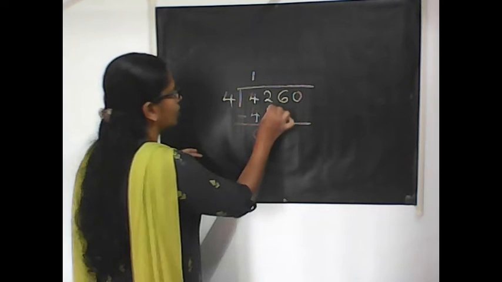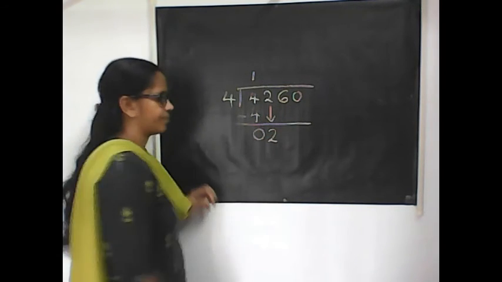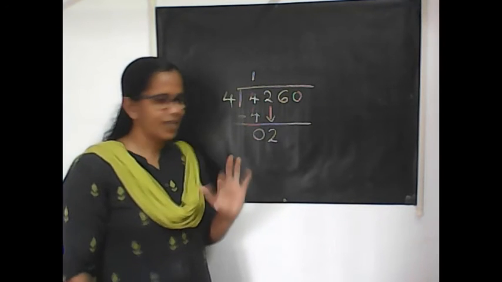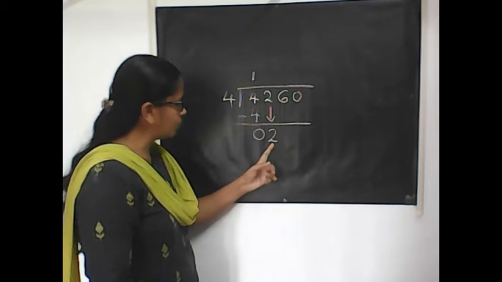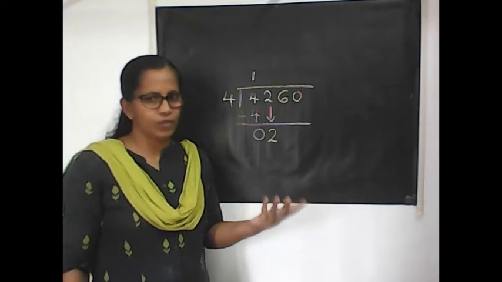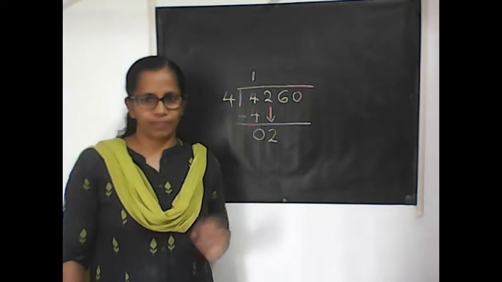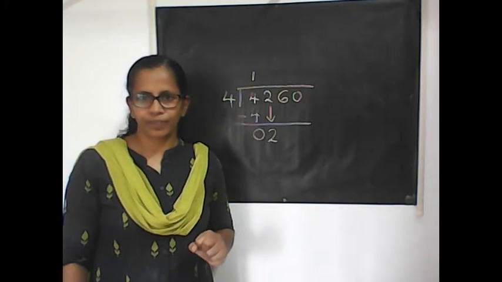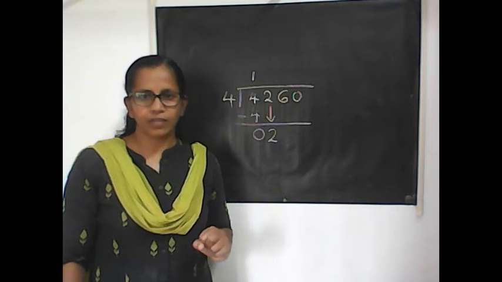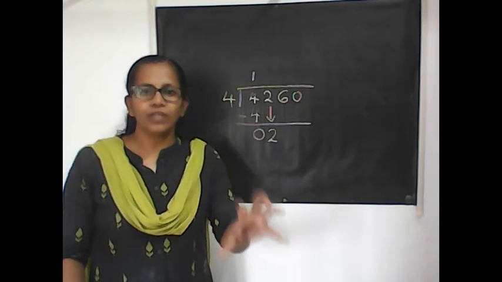Now, bring down the next digit, the second digit. Listen well. 2. All of you listen well. I brought down the 2. Now I have only 2 toffees. 02 means 2 itself. 2 toffees with me. I am going to take 4 at a time. Is it possible to take 4 at a time from 2? No, I have only 2 and I want to take 4 at a time.